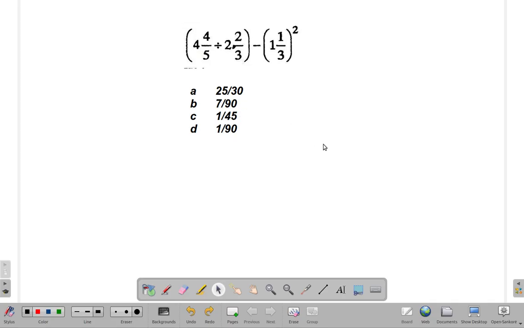This is really a fraction question from way back when. In fact, this came on the 1989 CXC past paper. It was in paper 2. It's not multiple choice, but I've put these here to give it a little multiple choice flavor.